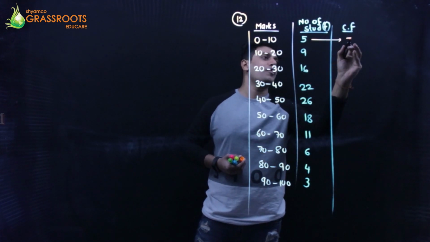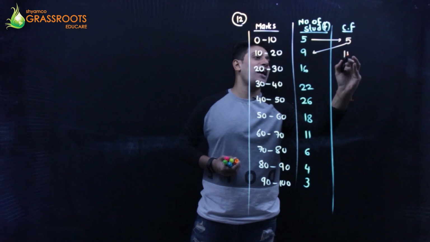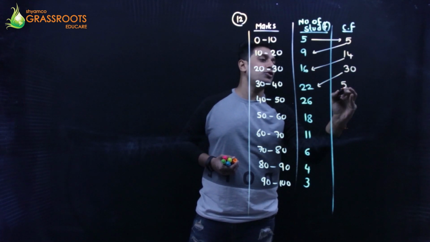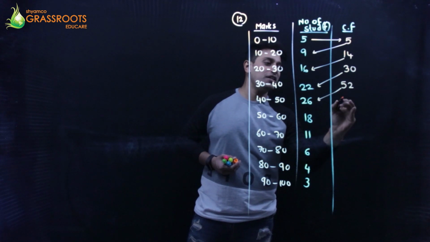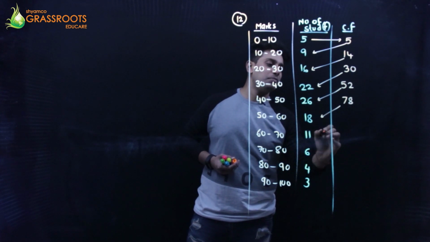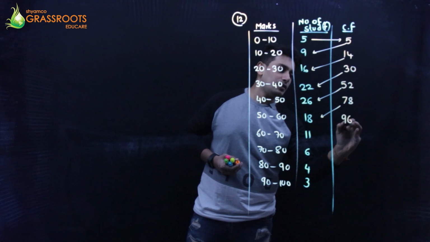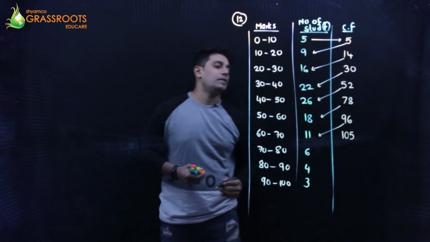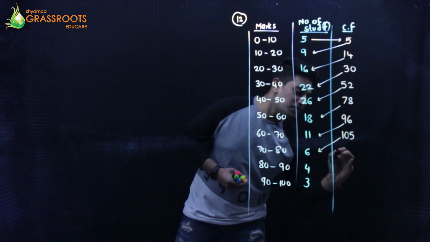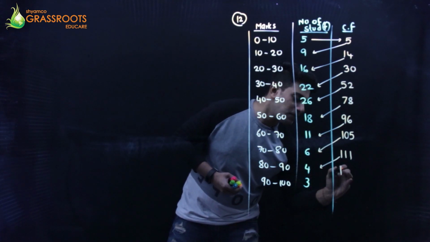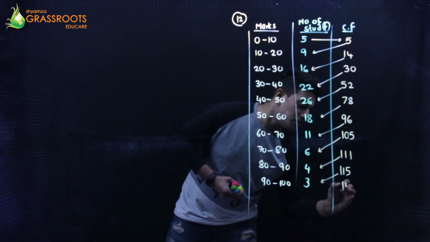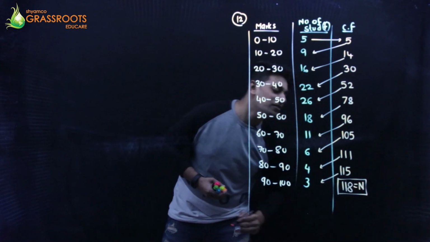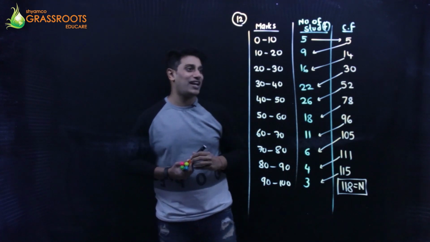Trace down the first. 5. 5 plus 9. 14 plus 16. 30 plus 22. 52 plus 26. 78 plus 18. 96 plus 11. Yeah. 105 plus 6. 111 plus 4 and 115 plus 3. This is said to be your capital N. Capital N. I'll just check.